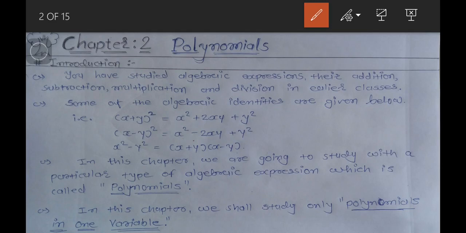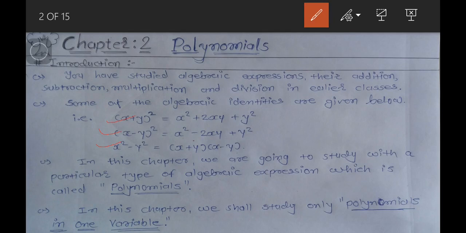Here (x plus y) all square is equal to x square plus 2xy plus y square. (x minus y) all square is equal to x square minus 2xy plus y square, and x square minus y square is equal to (x plus y) into (x minus y). These all are algebraic identities which you have studied in earlier classes.